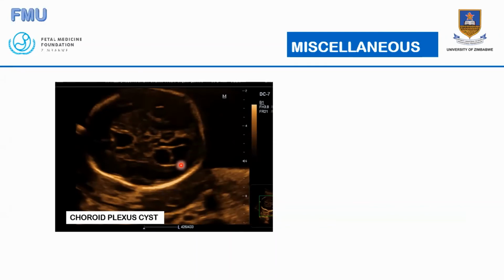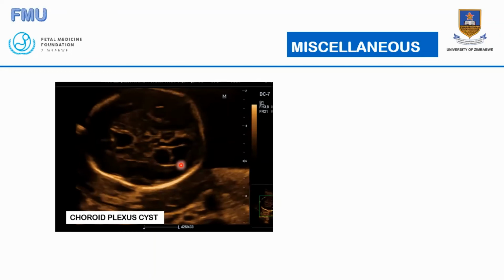But if they do persist, we might need to do TORCH. They have a weak association with chromosome abnormalities. If it is the only marker you see after the woman has been screened for aneuploidy, the likelihood ratio for this marker is around 1. So it's not going to change the background risk on its own, choroid plexus cyst.